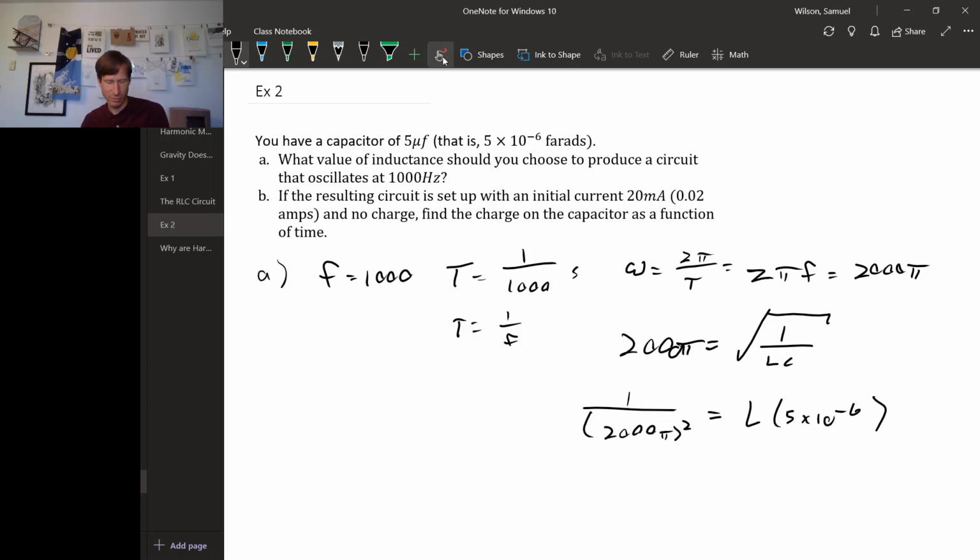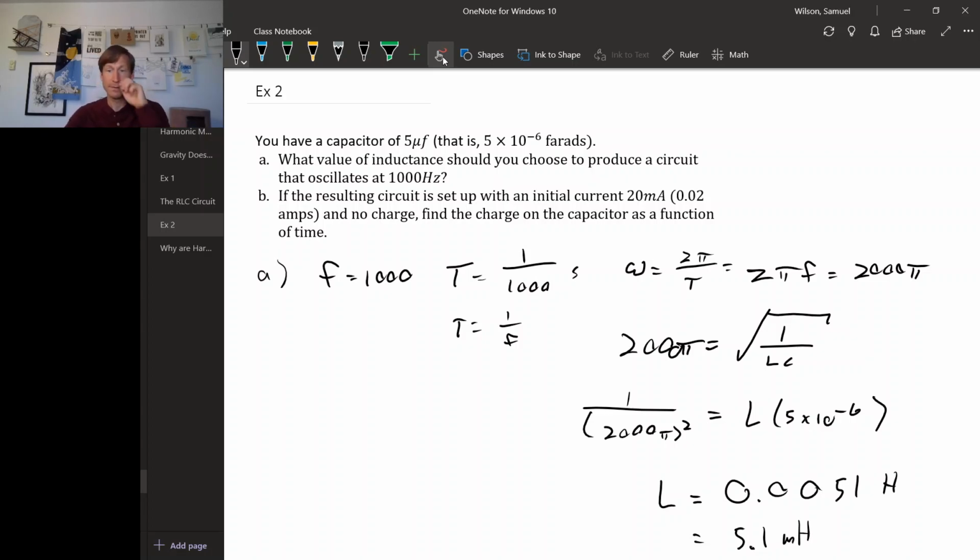So let's see. 1 divided by 2,000 times pi, squared. That left-hand side is 2.5 times 10 to the negative 8th. So we're going to divide that by 5 times 10 to the negative 6th. And we get that L should be approximately 0.0051, and this is in henries. So this is about 5.1 millihenries.